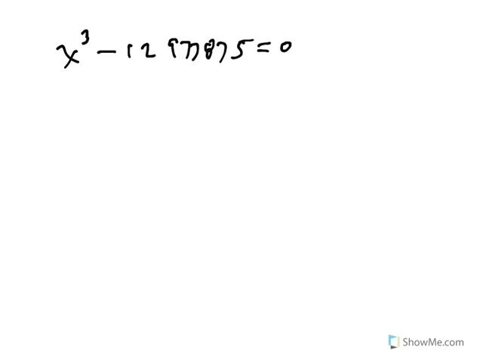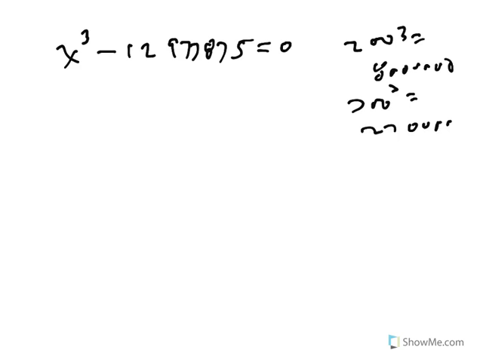The first thing to observe is that this answer is going to be between 100 and 1,000 because it has 9 digits in it. More precisely, it's going to be between 200, because 200 cubed is 8 million, and 300 cubed is 27 million. So this is between 8 million and 27 million.